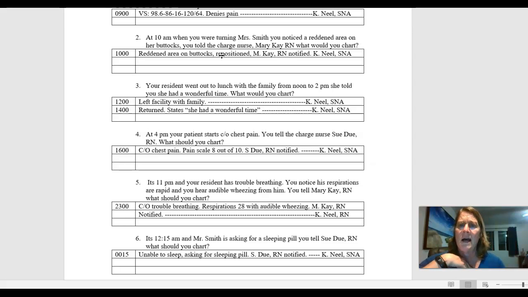At 2 o'clock, I put returned. And I could put returned to facility, but if I put returned, I would kind of assume that people would understand what I was talking about there. So returned, states "she had a wonderful time." Now, because I'm actually putting what she states, I would need to put that in quotations. Now, do I need to put that she states she had a wonderful time? Maybe not. It might be enough just to put that she returned to the facility, though I would probably want to make some type of notation that she was feeling okay or that she was doing okay. Now, had she had issues with depression or anything like that, stating she had a wonderful time might be a really nice entry to put in there.